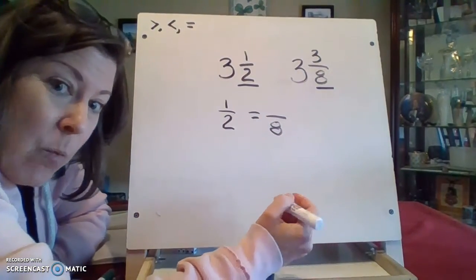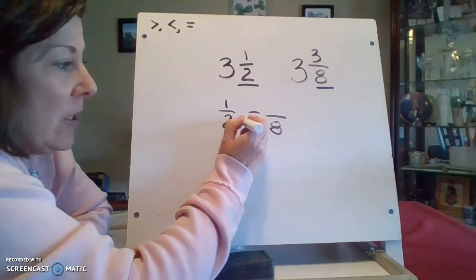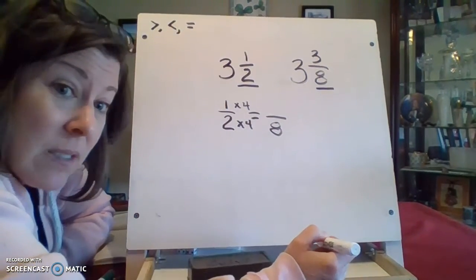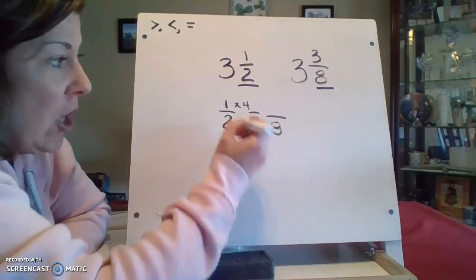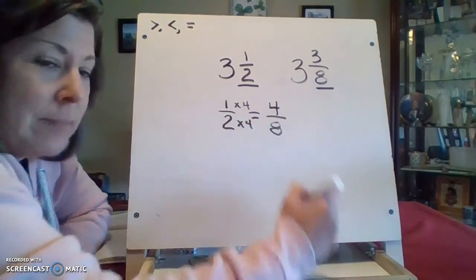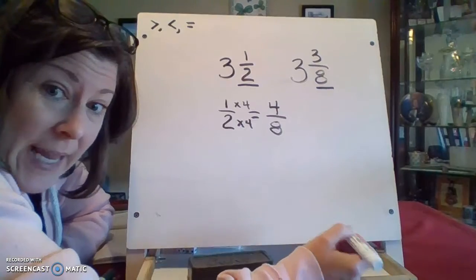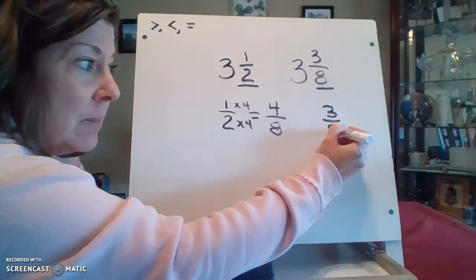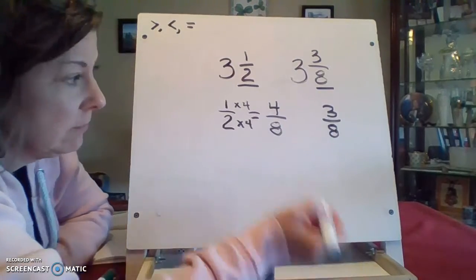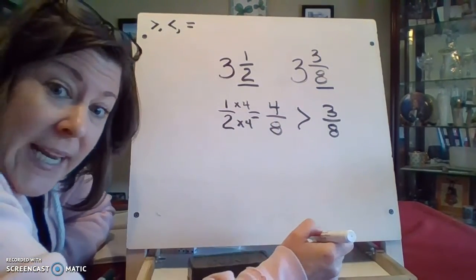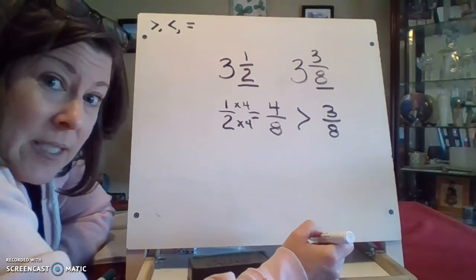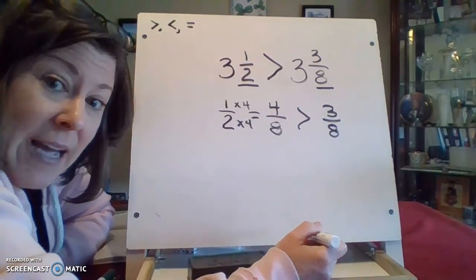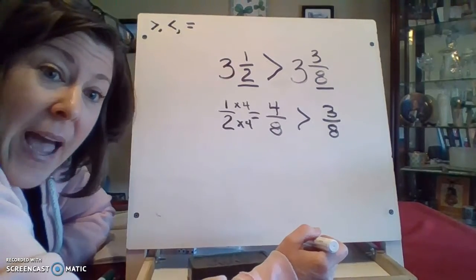And I can take 1/2 and make those pieces smaller. Okay? So 1/2 is the same as 4/8. Then I have my 3/8. Well, 4/8 is greater than 3/8, so that means 3 1/2 is greater than 3 3/8.